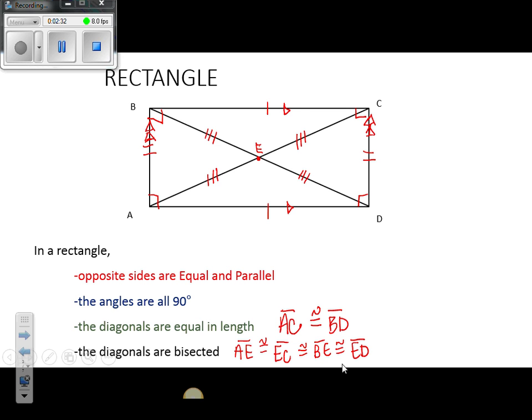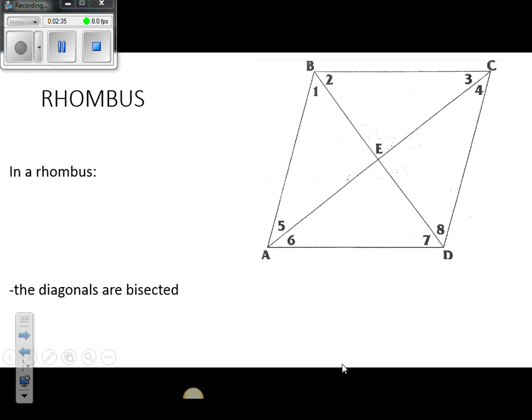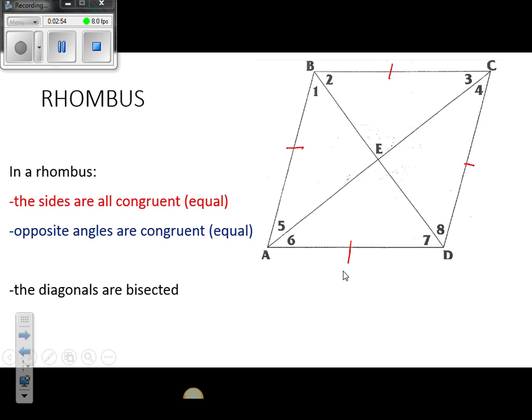Let's go ahead and take a look at a rhombus. And a rhombus is also a parallelogram, but it's a parallelogram where all the sides are congruent. So in our other parallelogram that we talked about yesterday, all the sides were not congruent. So now we have congruent sides. And the opposite angles are congruent. So we can say angle 5, 6 is congruent to 3, 4 added together. So angle A is congruent to angle C. Angle B is congruent to angle D.